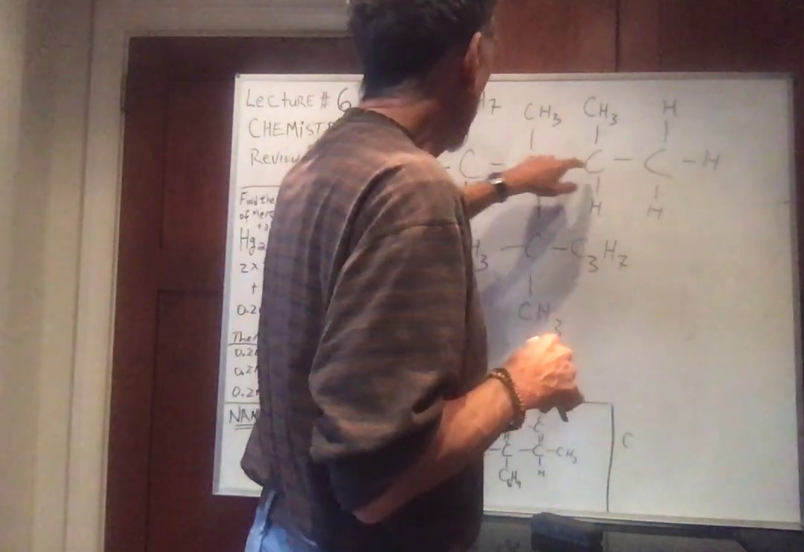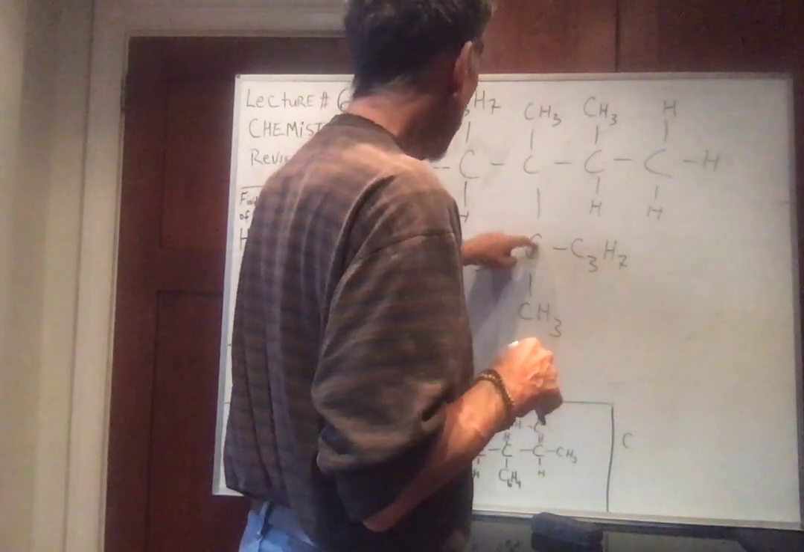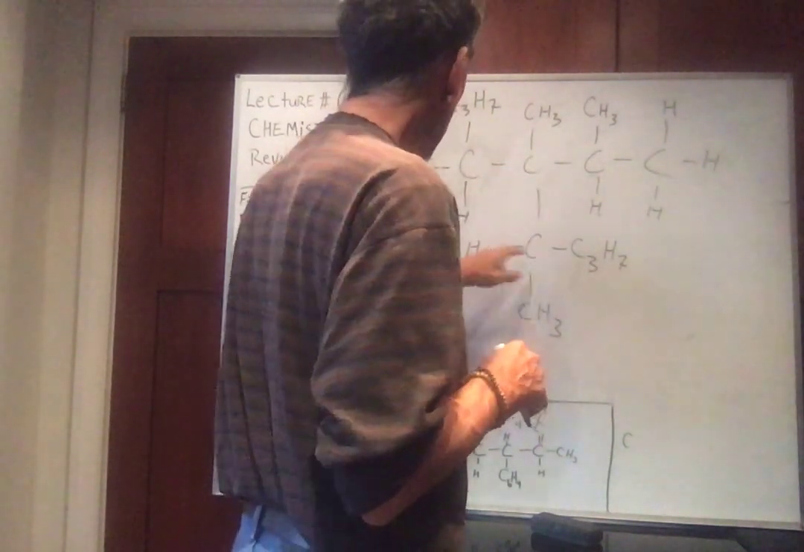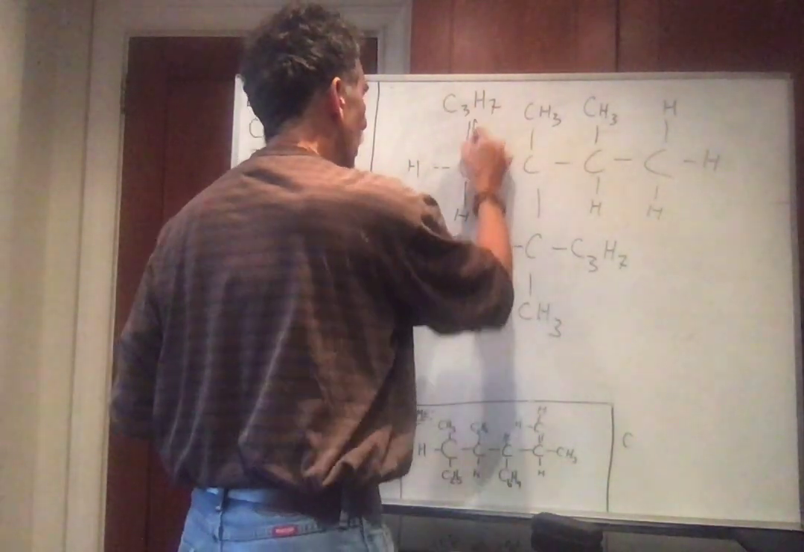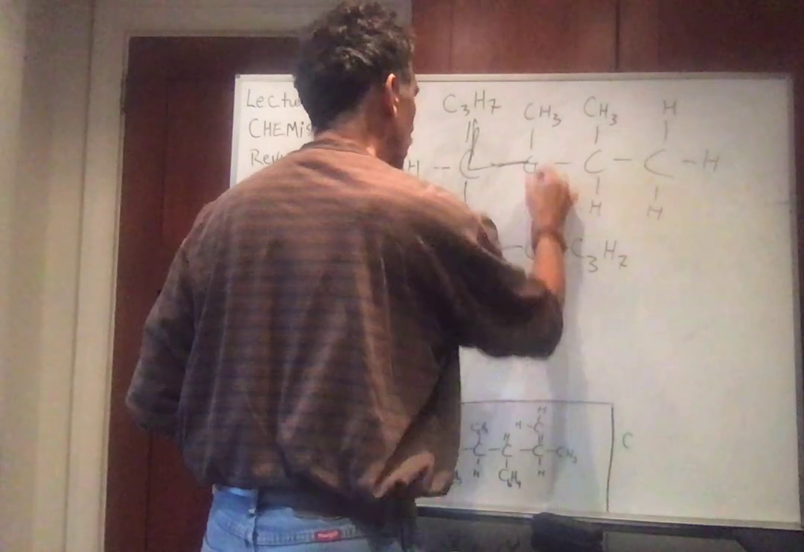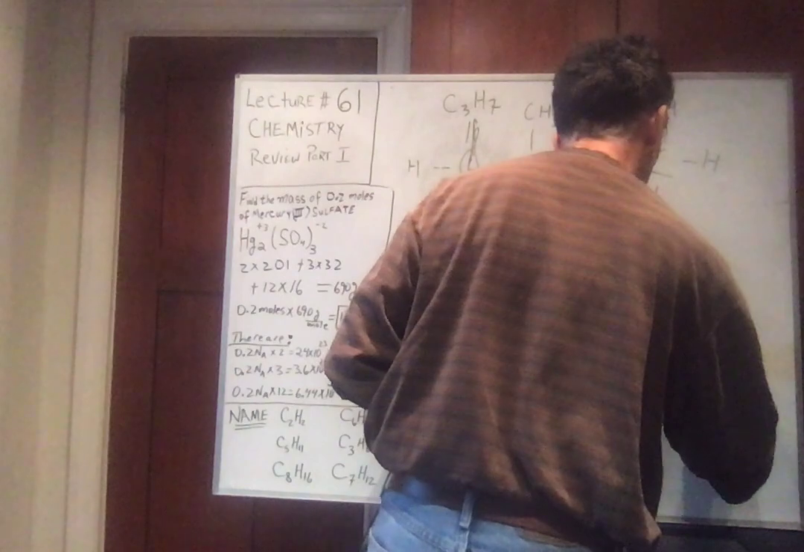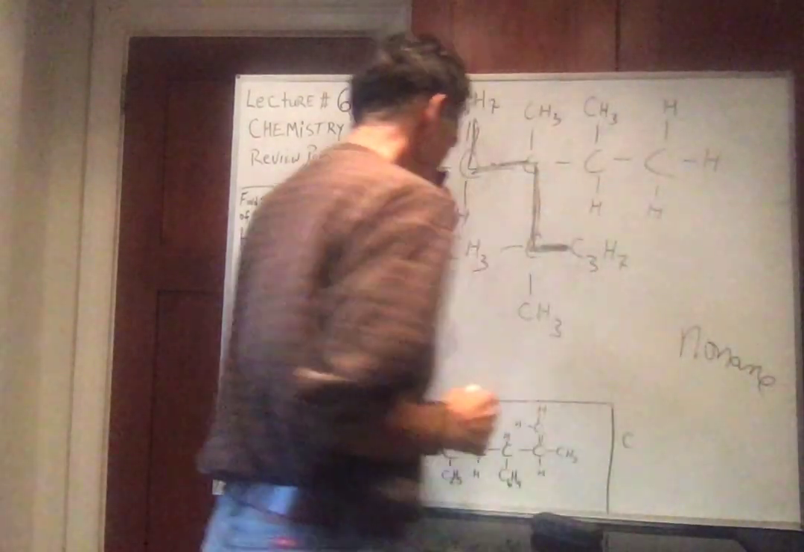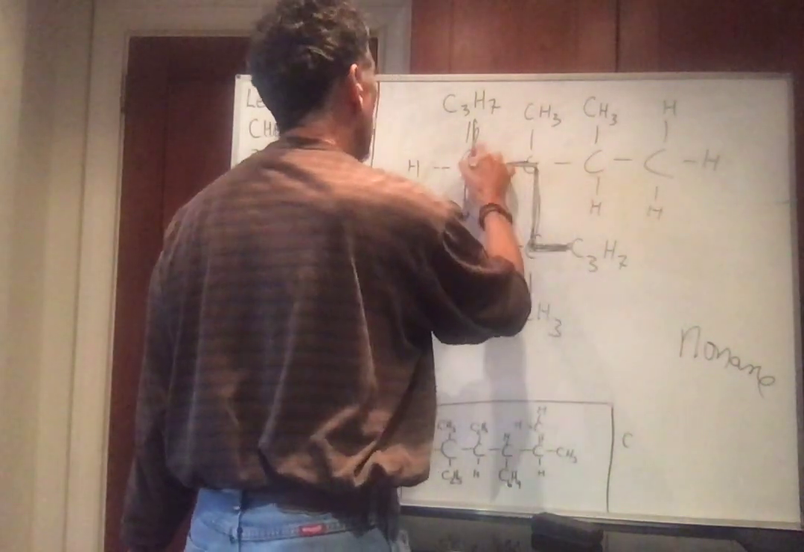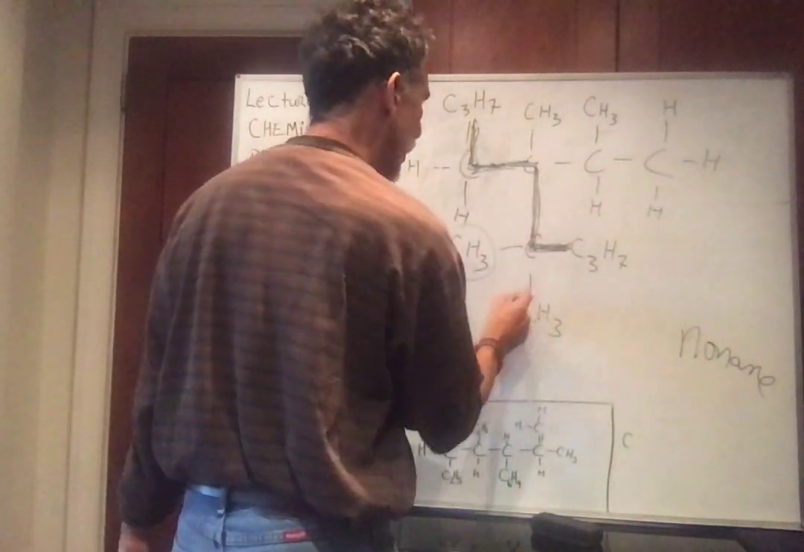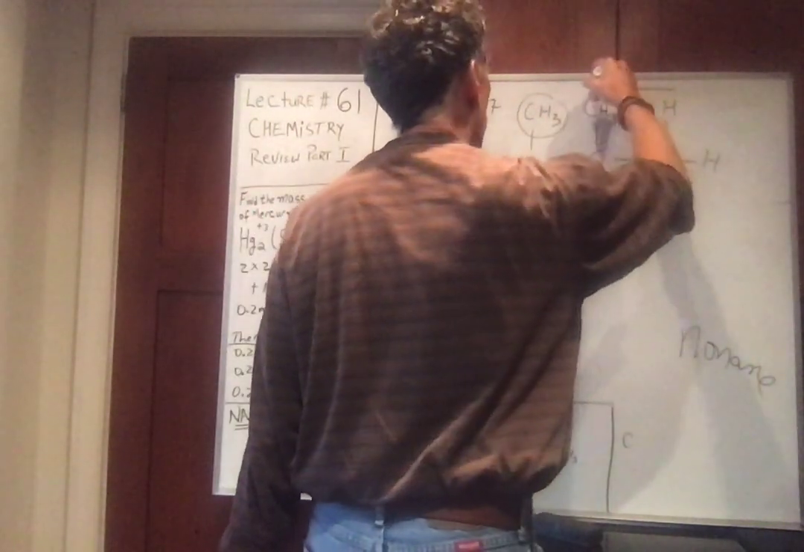3, 4, 5, 6, 7, 8, 9. Okay. All single bonds. There's my chain. Okay, so it's a nonane. It's good. So if that's my chain, then that methyl's not part of it, that methyl's not part of it, that methyl's not part of it. And what the heck is this?